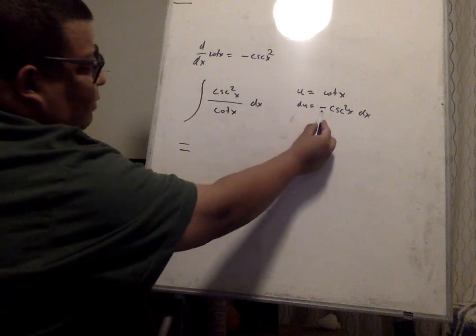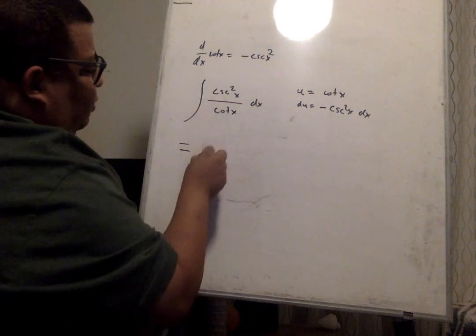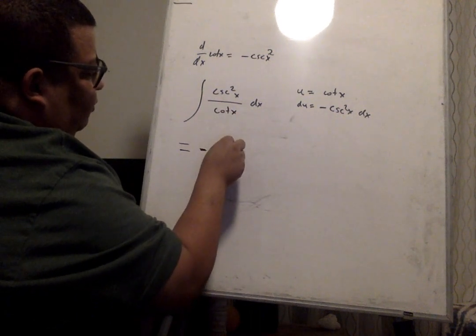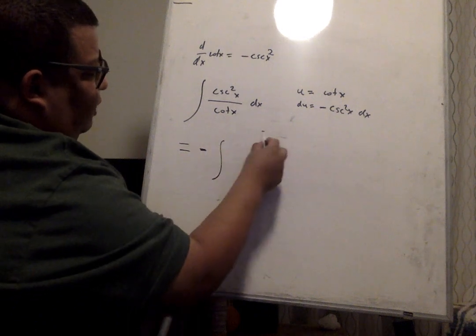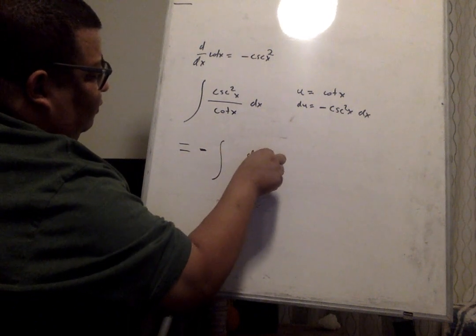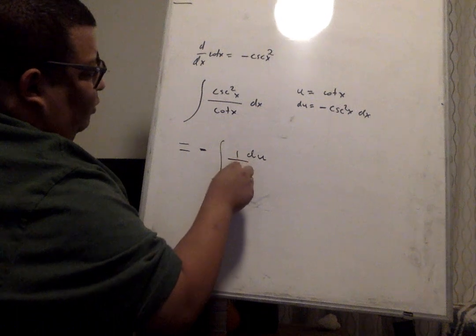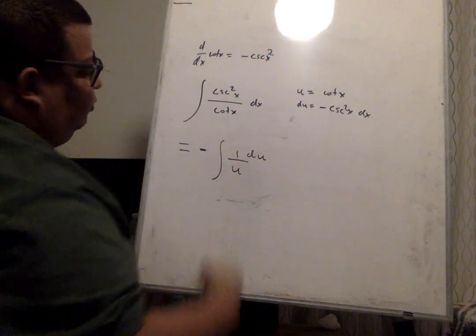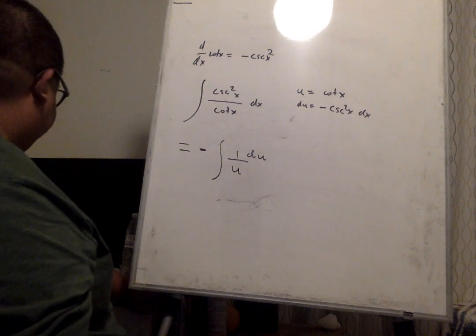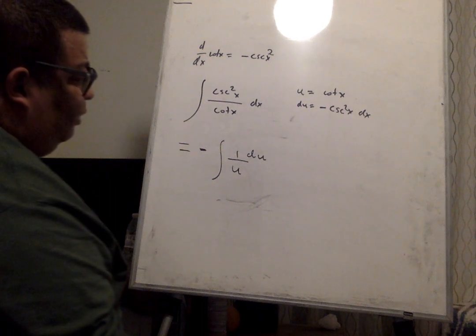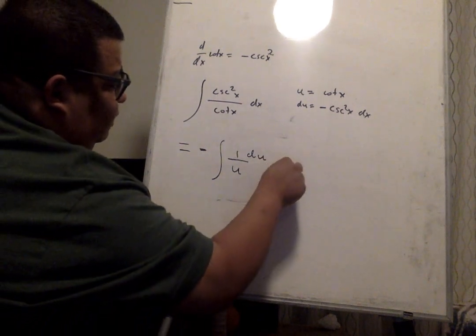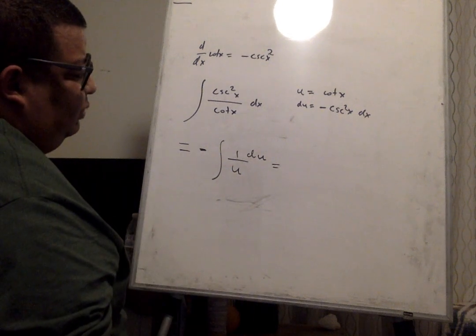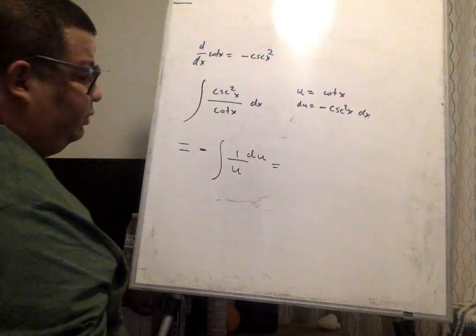Now that we have the substitution, we're going to do the integral. Because we have a minus that I don't see here, we're going to pull out a minus, and then plug in du over u, which is cotangent x. Now that we did the substitution, we're going to take the integral.